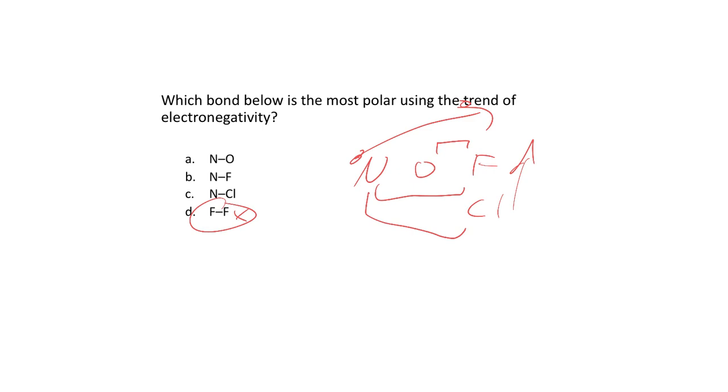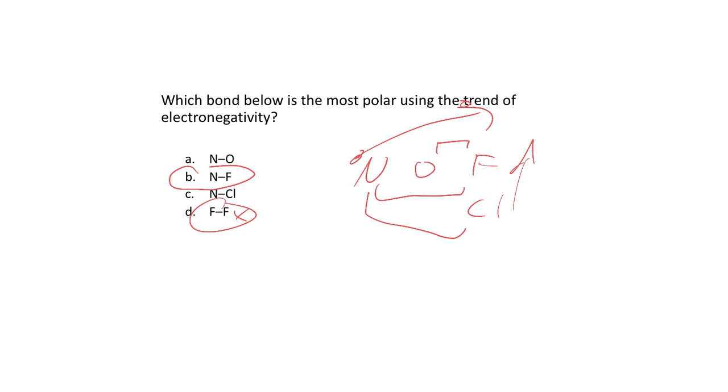And so you don't want the most electronegative elements bonded to each other for a polar bond. You want the greatest difference in electronegativity. So you want the least electronegative and the most electronegative. We get that with NF. And then NCl isn't going to be particularly good in terms of electronegativity difference. In fact, if you were to look at the chart, their electronegativities are about the same as each other.